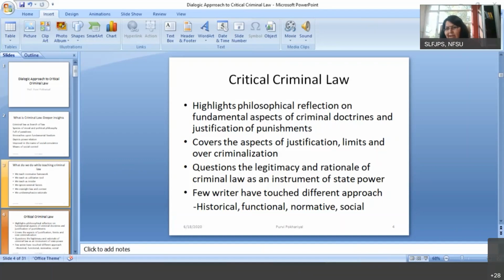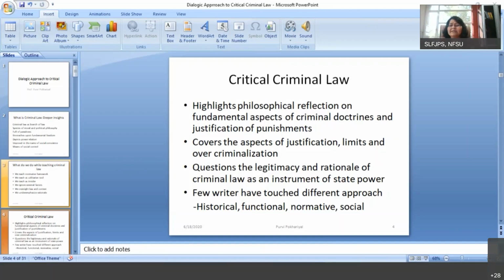We all had Professor Alan Norrie just before this session. He has written extensively when it comes to the historical approach of critical criminal law. Then we have a functional, normative, and societal critique of the criminal law.